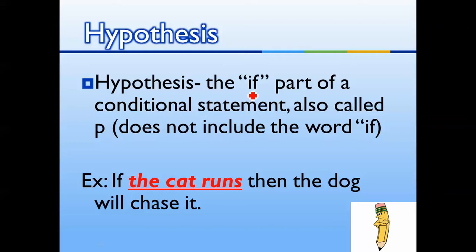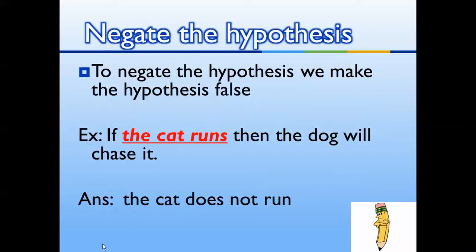The hypothesis is the if part that we also call P, but it does not include the word if. So here, if is not included, but we look for if, and right after if, the cat runs, that is our hypothesis. To negate the hypothesis means to make the hypothesis false, or we can say to add the word not. It usually works. So here's our hypothesis, the cat runs. We're going to add does not run. So the cat does not run becomes the negation of our hypothesis.